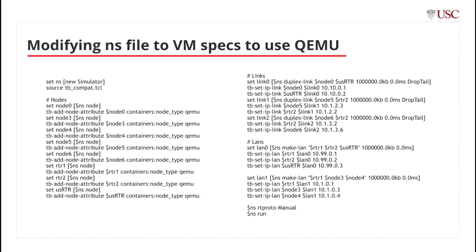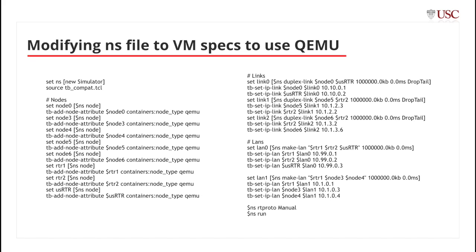Coming to the last portion of this tutorial, this is the way that we have modified the NS file to VM specifications to make them run on QEMU. What we have done is changed the containers to have node type as QEMU. We have removed the operating systems that were given as a part of the previous file, and we still keep the links and the LANs as is, and we change the protocol to manual, and then we go back to the terminal using the same file.